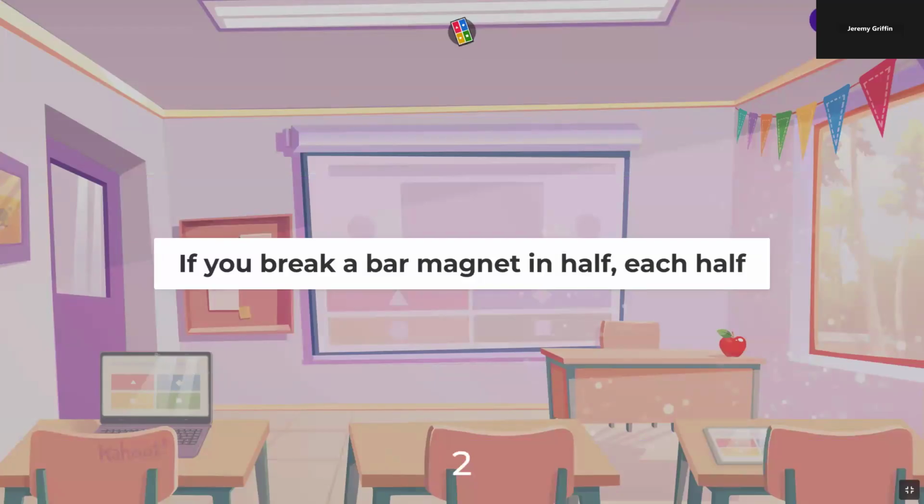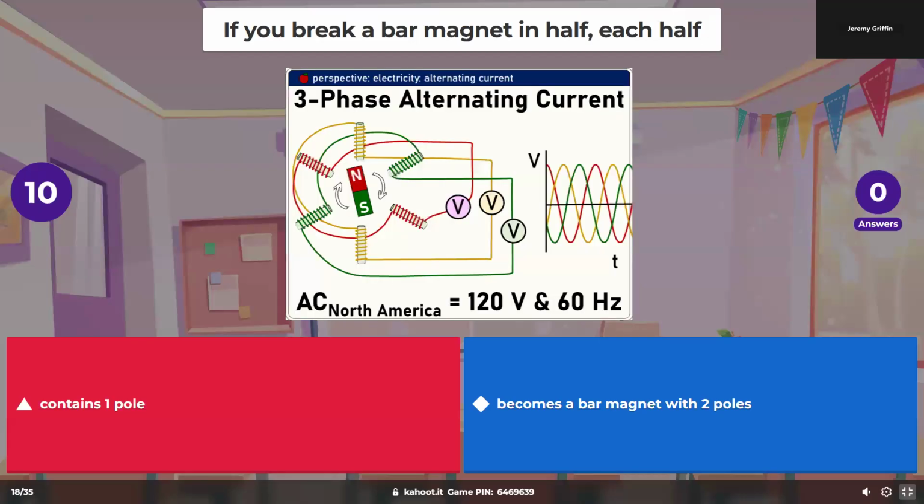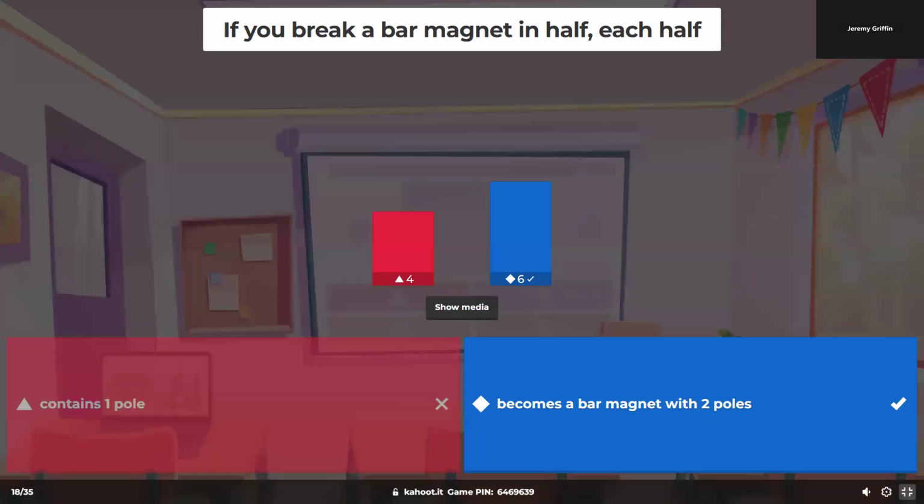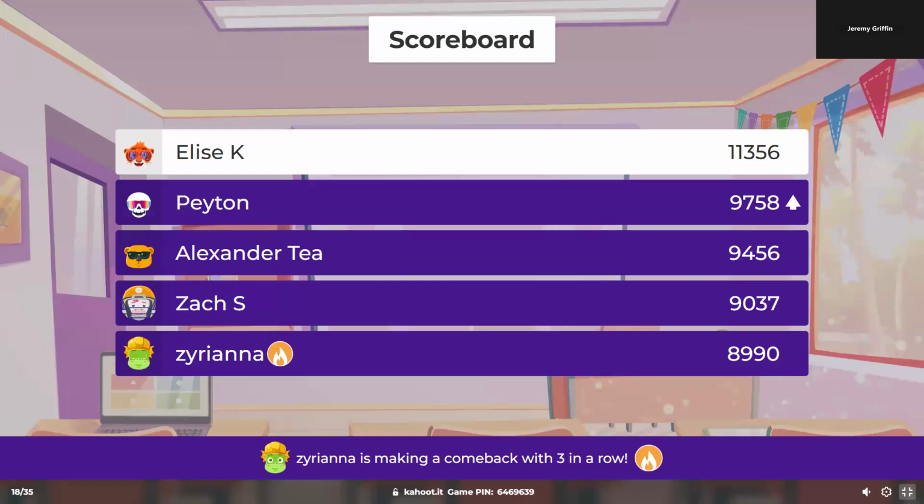If you break a bar magnet in half, so all magnets have a dipole, have a north and a south. Right? There's no unipolar magnet. Right? Magnets are going to have a north pole and a south pole. North pole, south pole. So you guys know magnets have 2 poles. Put that in your notes. All right.